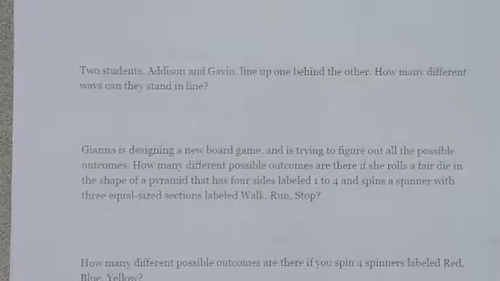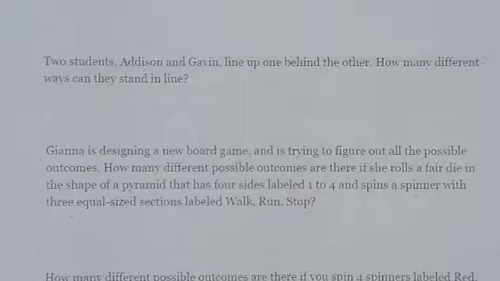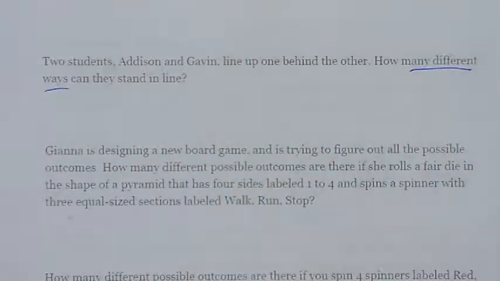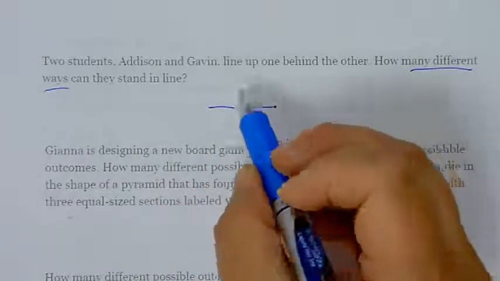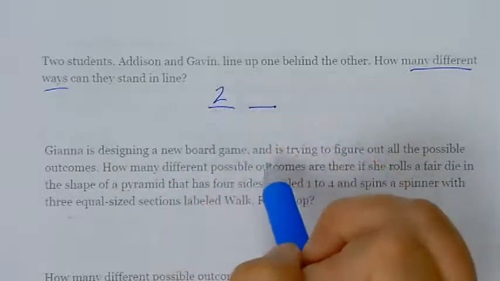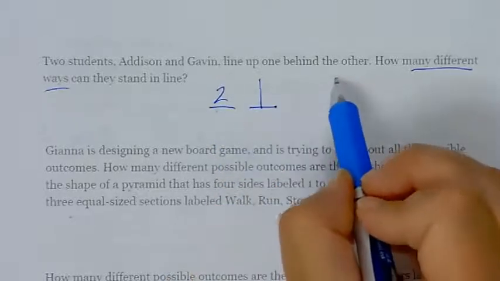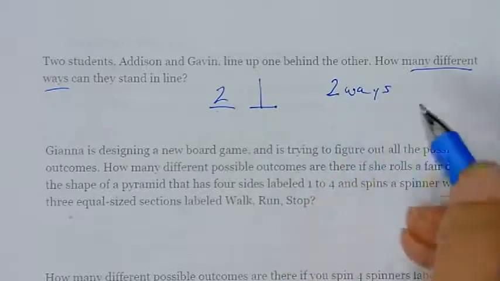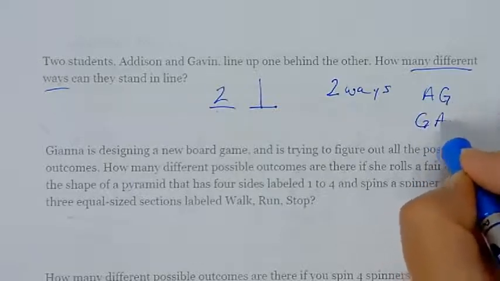Here's the next scenario. 2 students, Aiden and Gavin, line up behind each other. How many ways, so this means I'm going to multiply, can you stand in line? So I have 2 friends standing in line. Whenever I pick the person to go in the front of the line, I have 2 people to choose from. But once I pick someone to go first, there's just 1 person left. So there are only 2 times 1 ways, so there are 2 ways this could happen. And this one makes sense, because Aiden could go first and then Gavin, or it could be Gavin then Aiden. There are only 2 ways that this can happen.